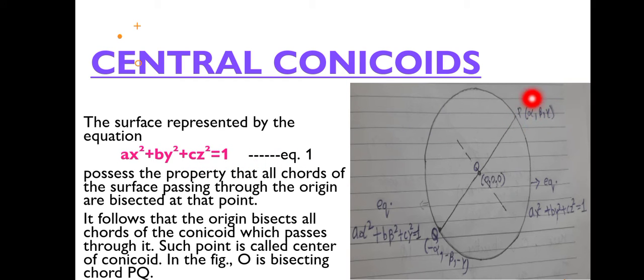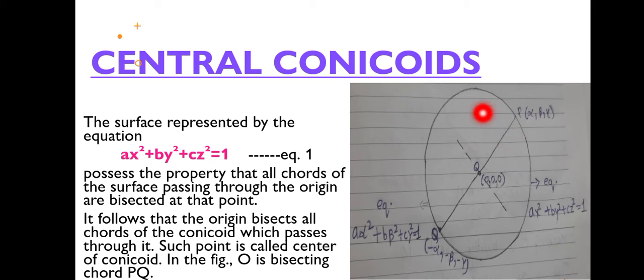In this surface, we take a point P as alpha, beta, gamma, and a point Q as minus alpha, minus beta, and minus gamma, and put these values of P and Q in the equation of the central conicoid, and we get the similar equation both times: a alpha square plus b beta square plus c gamma square is equal to 1. So when we join the points P and Q, we get a chord passing through the center of the surface, that is point O.